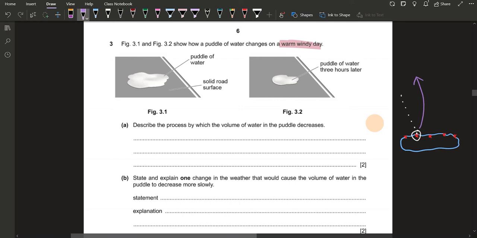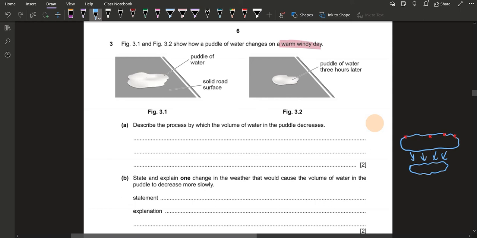And now this molecule is gone. Eventually, almost 3/4 of the puddle is gone because they had enough energy to escape the surface of the water. So now the volume of the puddle decreases, and we call this process evaporation.